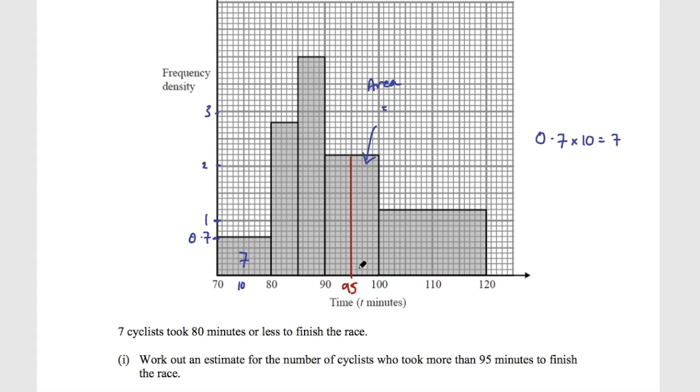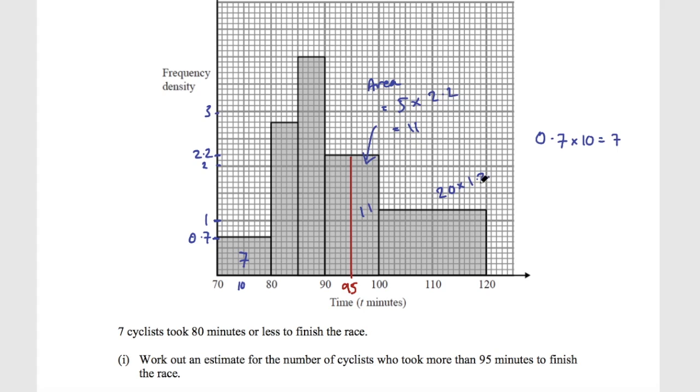So the area of this bar is going to be 5 multiplied by, now the frequency density there is 2.2. So 5 times 2.2, that's 11. So the area in this bit of the bar is 11. And then this bar will be 20 multiplied by 1.2.